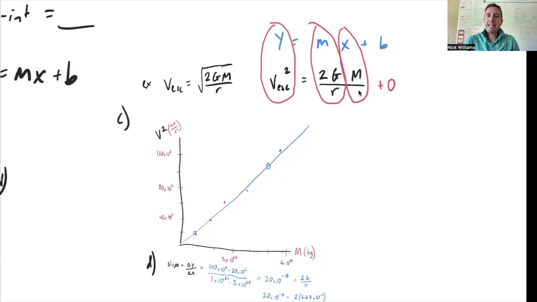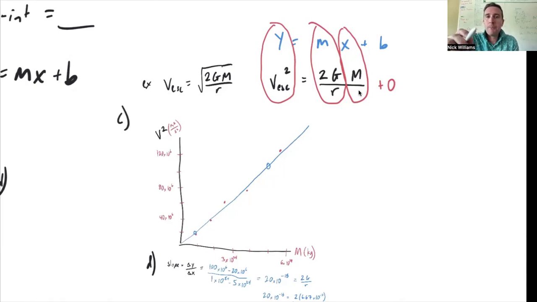So I set my equation and then I squared both sides so that I have v squared on one side. Then I put y equals mx plus b above it and circled the parts that match. So y is going to be v escape squared. X is going to be m, the mass. And then the slope, which is also an m, but the slope is going to be 2g over r. And then plus b, there is plus nothing in this equation, so that's just a 0. That means it should go through 0, 0.